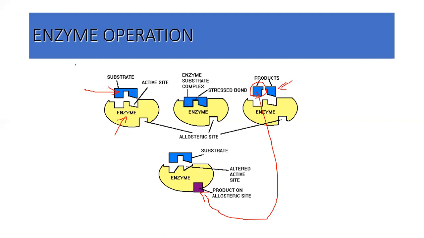So this is a control mechanism to keep making sure that when you break down something like this, you don't do it too much. And so what happens is that one of the products will feed back and land on this thing called an allosteric or other site on the enzyme, changing the shape of the active site. And so temporarily the enzyme is inactive, and you can't make any more monosaccharide sugar if you have too much of it in the cell.